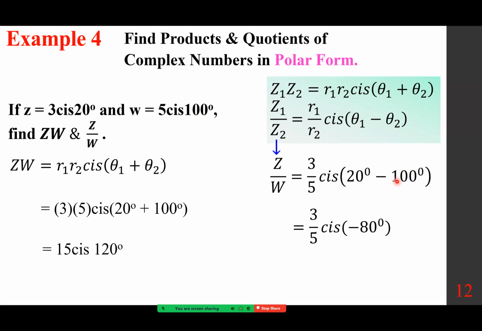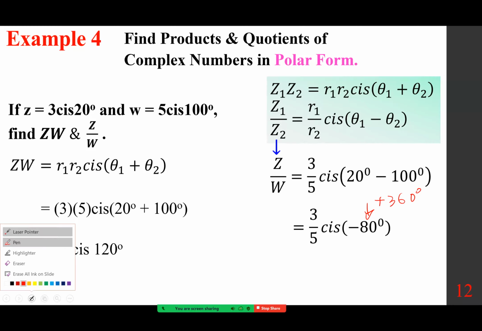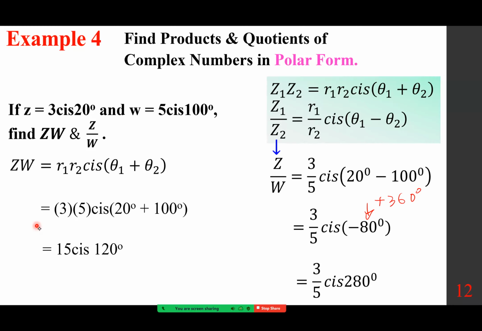Between 0 and 2π, we can add 360 degrees. Negative 80 becomes 280. It's the same thing. Both of them represent the fourth quadrant.